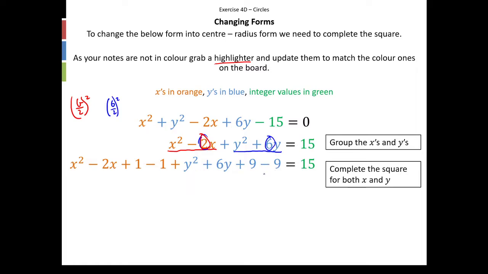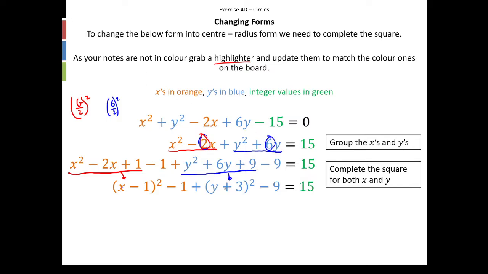Add 9, subtract 9, and then you are going to start to factorize. X minus 1 squared from that part, we get that from completing the square. From this part, we get that, and then we have our minus 1 and our minus 9 left over. What do we do with the minus 9 and the minus 1?